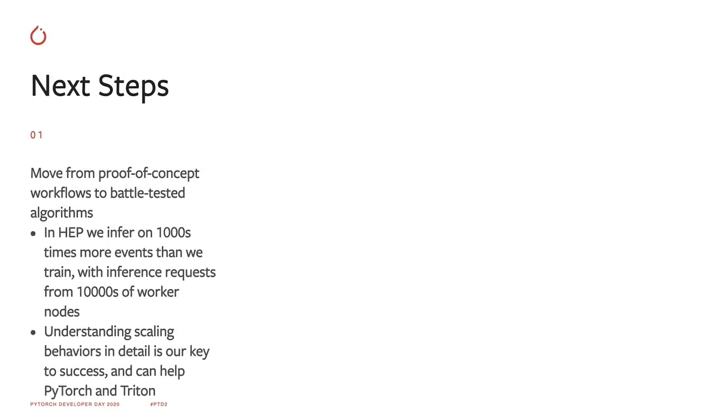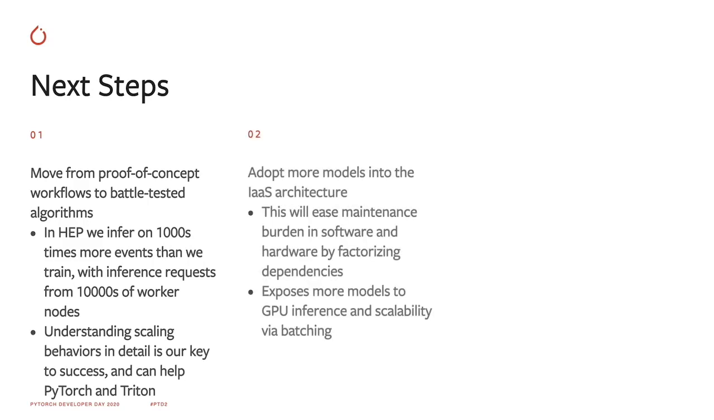So the next steps are to move from this proof of concept that I showed you into something that can really be battle tested that does exactly what we want. Because that wasn't the whole story that I showed you. In particular, in high energy physics, we infer on thousands of times more events than we train on. So we really have to make sure that we have a robust algorithm. And then we also need to make sure that it can scale because we have to run this on tens of thousands of workers. So really understanding the scaling behavior is key to our success. And that kind of feedback can also help PyTorch and Triton grow.